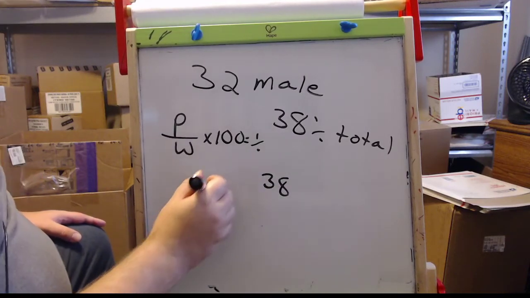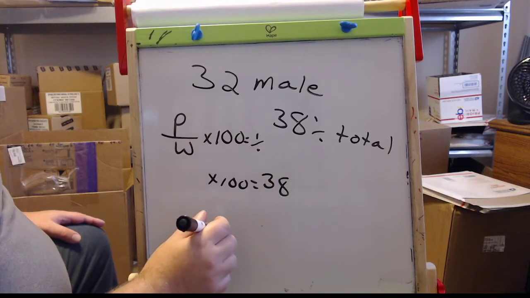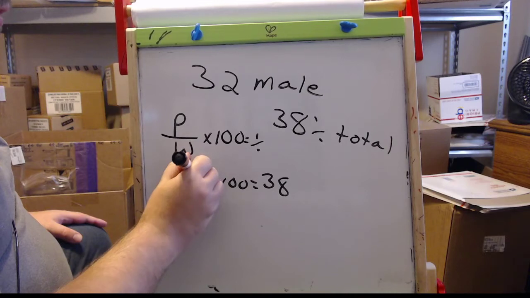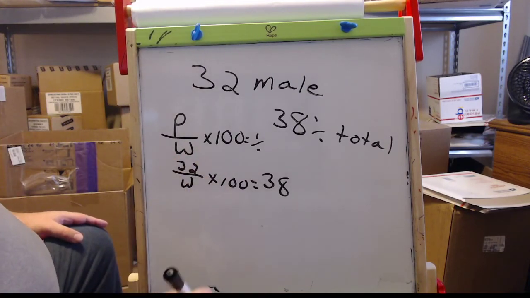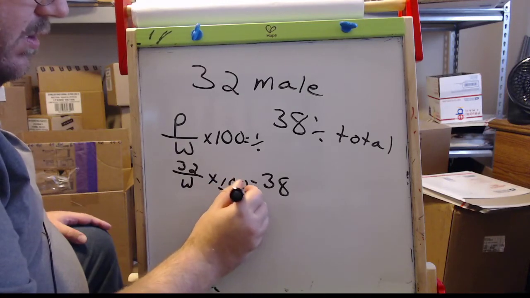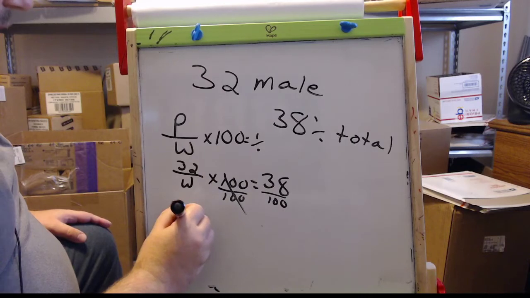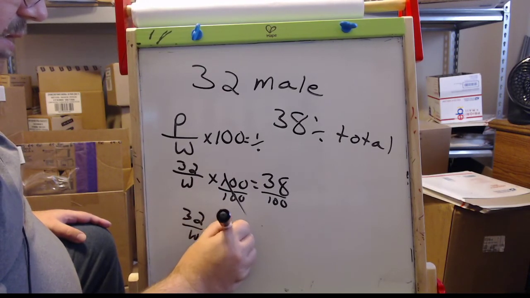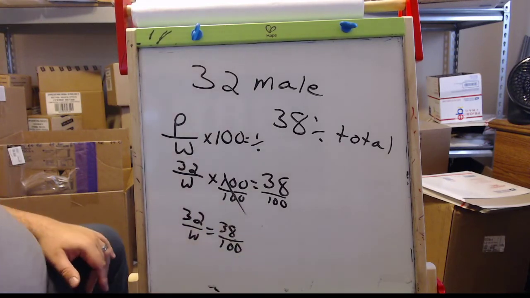You know the percentage. We know times 100 stays. Okay, and then we know the part. We don't know the total number of students. We don't know W. So divide each side by 100. Divide each side by 100. We're left with 32 over W equals 38 over 100. Like so.